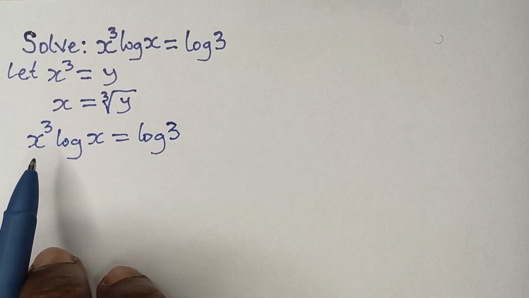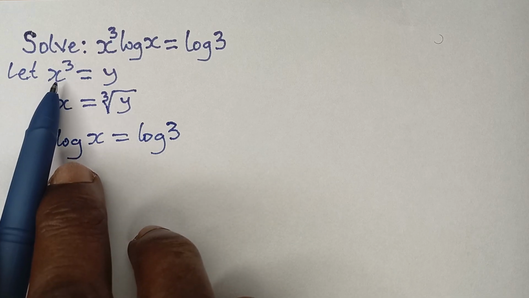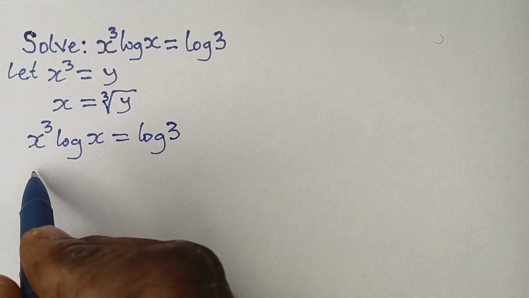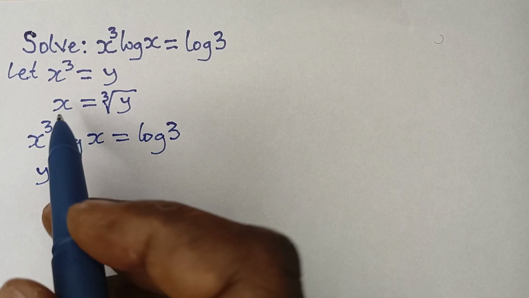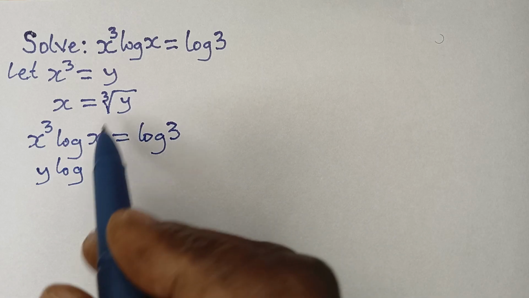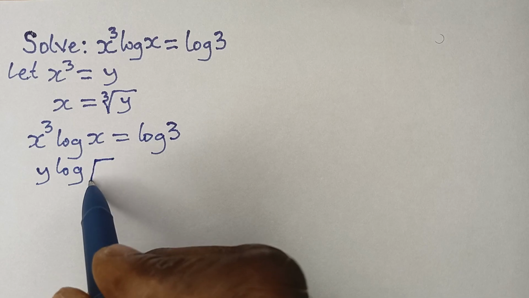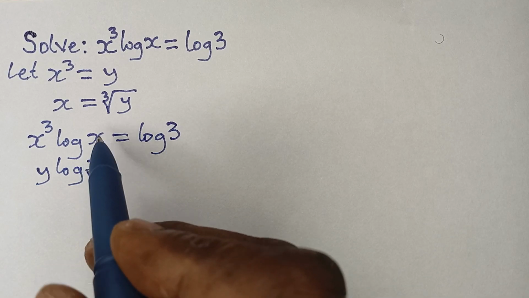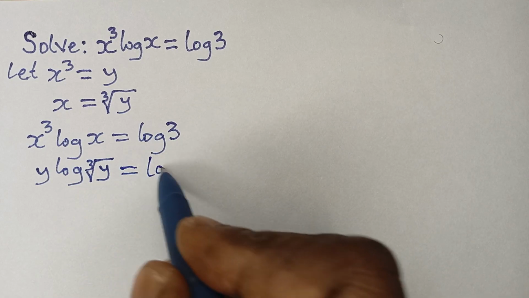Now, since we have taken x raised to power 3 as y, you can see from here, x raised to power 3 is y. So this x raised to power 3, in place of this, we simply write y. And then log x here is the log of the third root of y. So instead of writing x here, I can simply write the third root of y, and that will be equal to log 3.